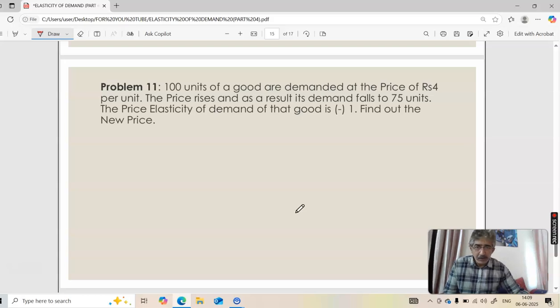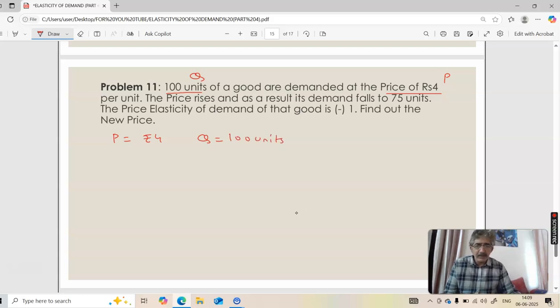Problem 11. 100 units of a good are demanded at price of rupees 4 per unit. So 100 units is the initial quantity, and rupees 4 is the original price. This is given. So I write like this: P is equal to rupees 4 per unit. In front of P, I write the initial or original quantity, which is 100 units, children.